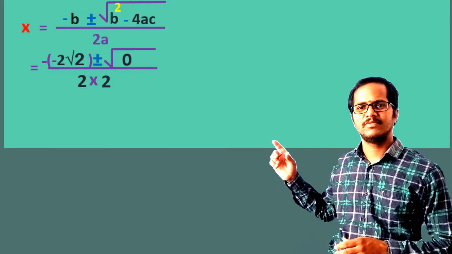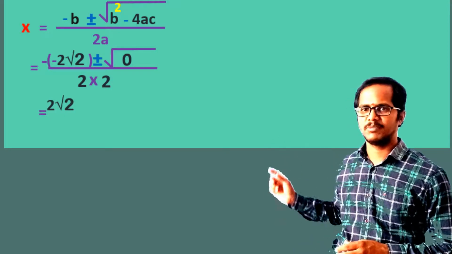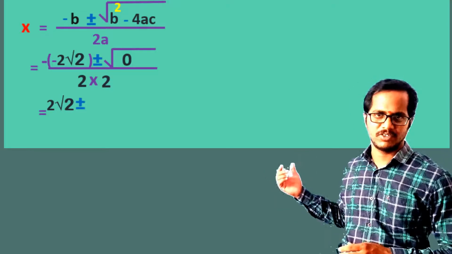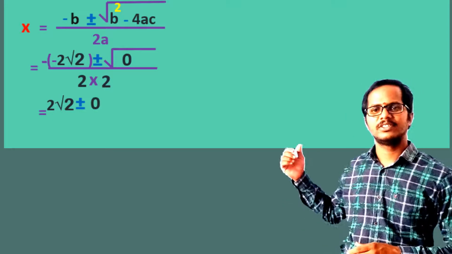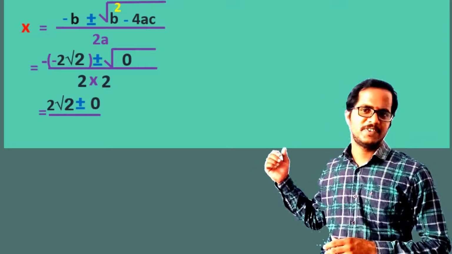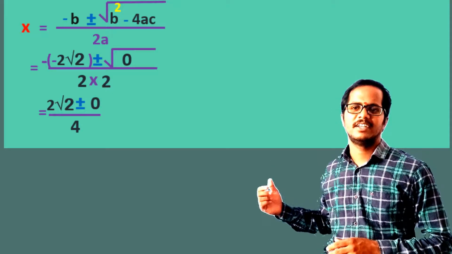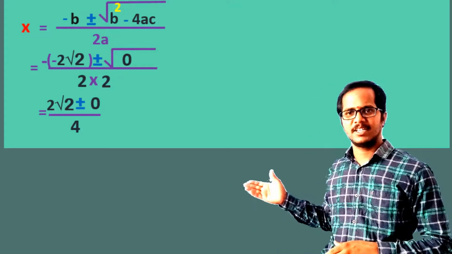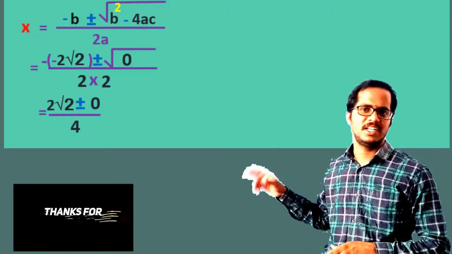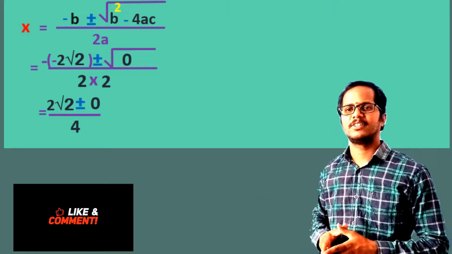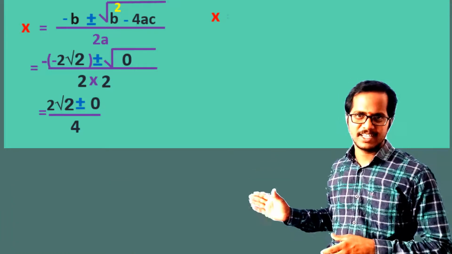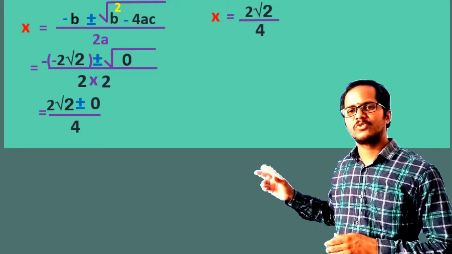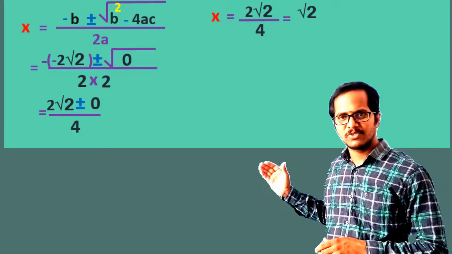Now by simplifying this, we get minus of minus 2 root 2 will be equal to plus 2 root 2, 2 root 2 plus or minus square root of 0 which is 0, by 2 into 2 equals 4. So we get 2 into root 2 plus or minus 0 by 4, and here if we add 0 to any number, we get the same number as the result, and if we subtract 0 from any number, we get the same number as the result. So here we can write this as 2 root 2 by 4. If we cancel 2 and 4, we get root 2 by 2. So we get x equals root 2 by 2.